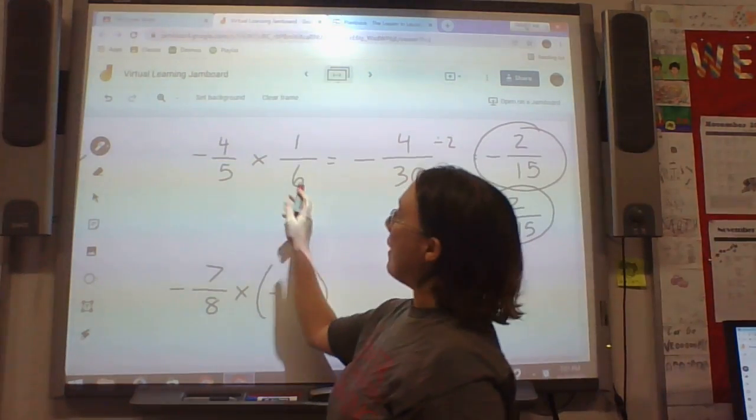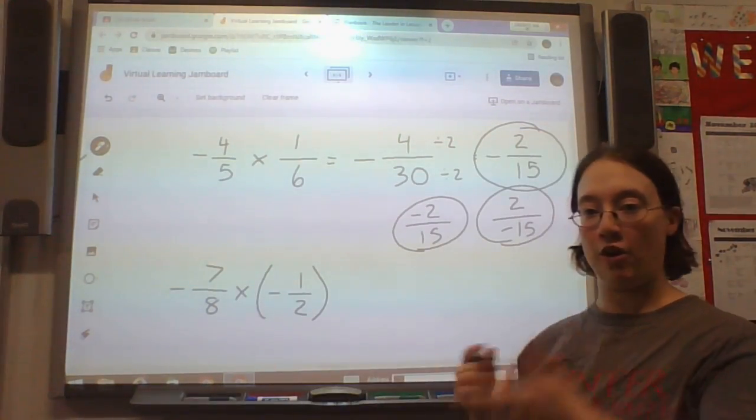Or again, if you realize back here that 2 goes into both of those, you can do a little bit of cross simplifying beforehand.